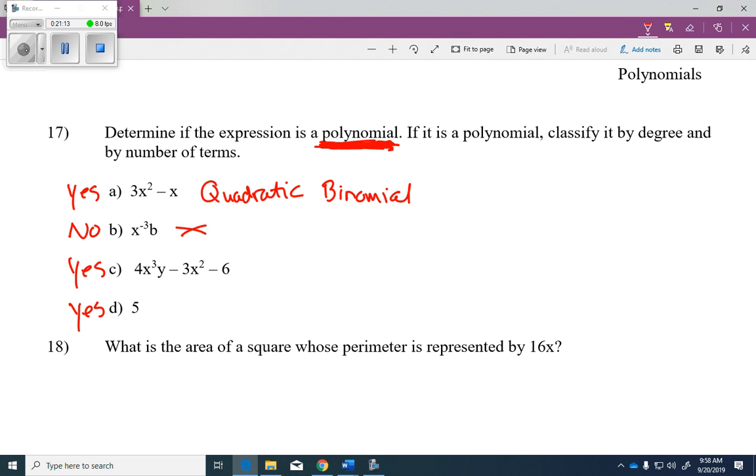C is the tricky one because we see x to the third, but this y actually has an exponent of 1. Therefore, the highest degree is the sum of these numbers. The highest degree is a 4. And I wouldn't worry too much about classifying something where you have to add the exponents. Since it has a degree of 4, it's called quartic. And it has 1, 2, 3 terms, so it's a trinomial.